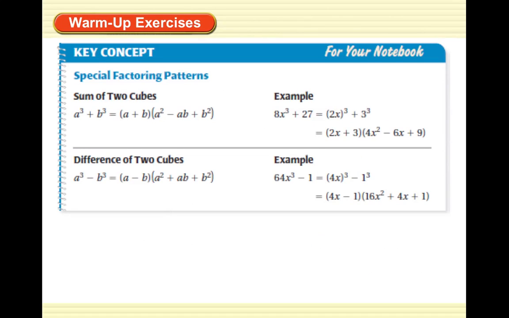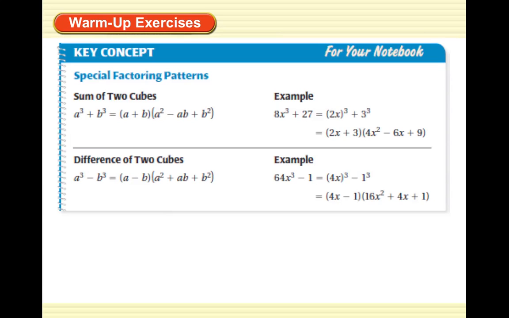Let's take a look at some special patterns though. If we can start to recognize this, it's going to make our life much easier. So the first one is the sum of two cubes. So if you have a to the third power plus b to the third power, then it would simplify down to a plus b times a squared minus ab plus b squared. Notice that because it's missing that 2 in the middle, it's not 2ab. This is not a perfect square trinomial.